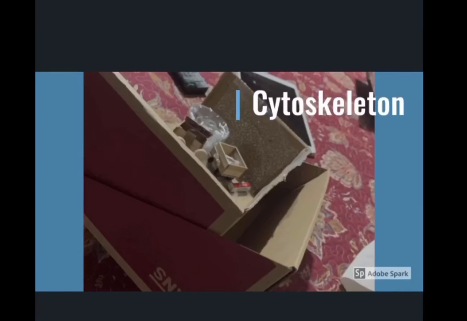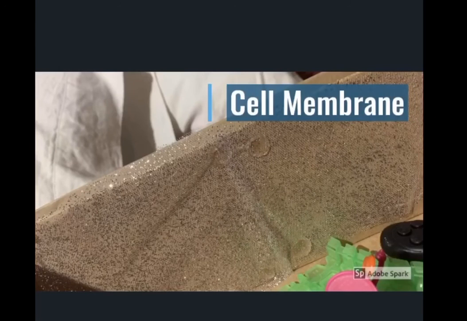For the cytoskeleton, we use an extra layer of cardboard to give structure, just like a cytoskeleton. For the cell membrane, we use mesh because it can let things in and out and hold something away, like a cell membrane. For the cell wall, we use a rectangular box as a bodyguard, as it is hard and thick like a cell wall.